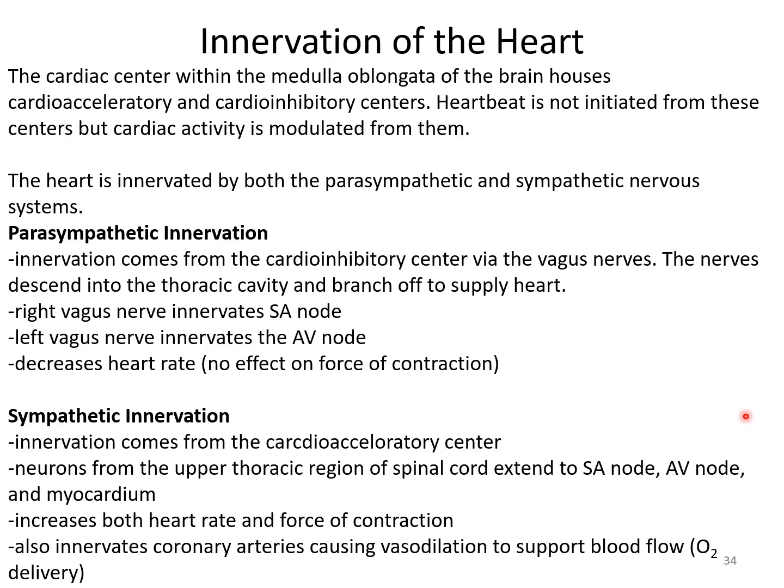For the innervation of the heart, and when I say innervation of the heart, I'm referring to how the nervous center communicates and regulates the heart rate. We have the cardiac center within the medulla oblongata of the brain. It houses a cardioaccelerator and a cardioinhibitory center. It's important to note that the heartbeat is not initiated from these centers because, again, the heartbeat is initiated from the SA node of the heart, but cardiac activity can be modulated from these centers of the brain.